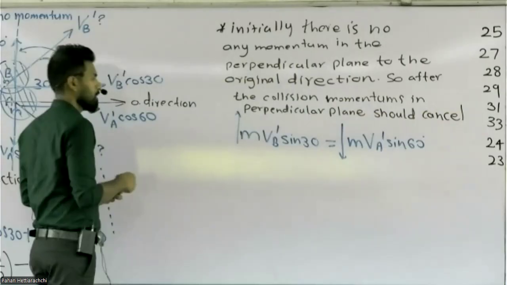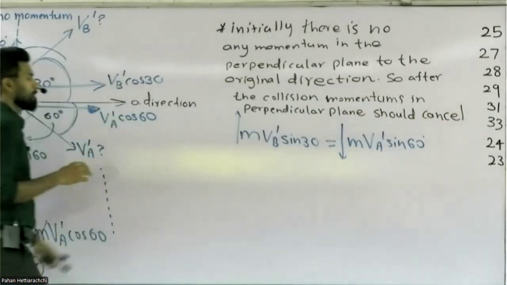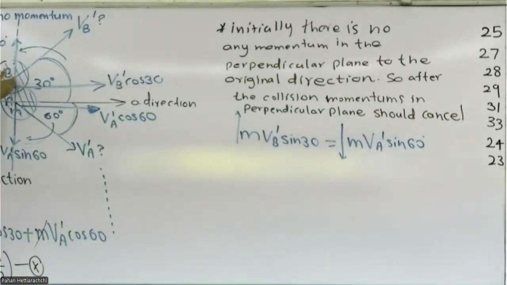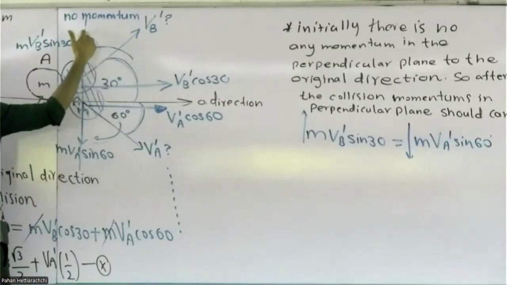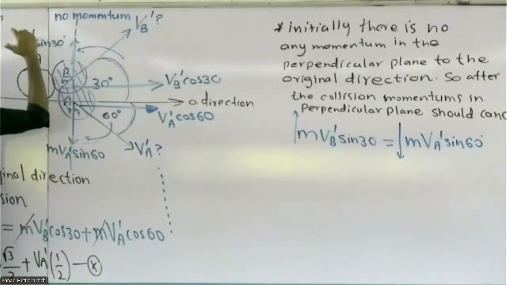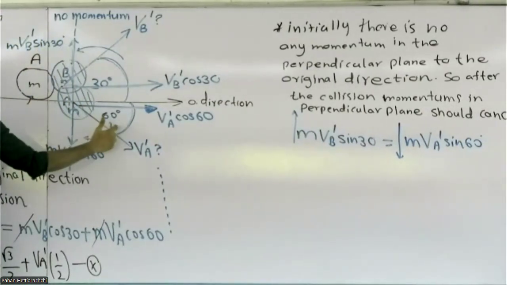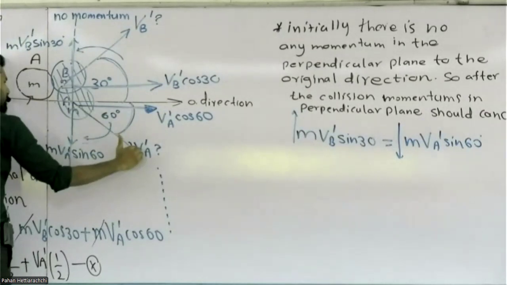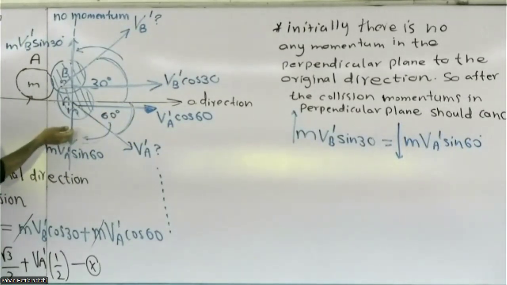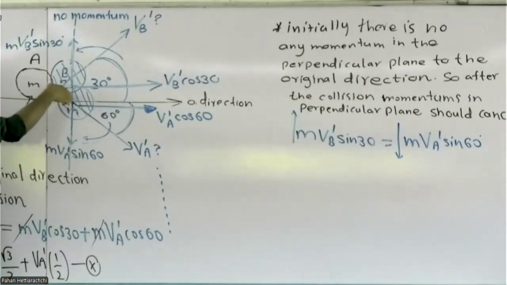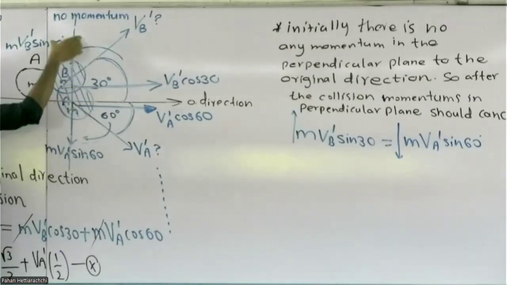Okay. So when VB is moving in this direction, the resolved component of the velocity in this direction is VB dash sine 30. Momentum is m VB dash sine 30. It should cancel with m, this is VA dash with angle 60, VA dash cos 60. So in this direction, VA dash sine 60. m VA dash sine 60 is the momentum component in this direction. These two should cancel out.